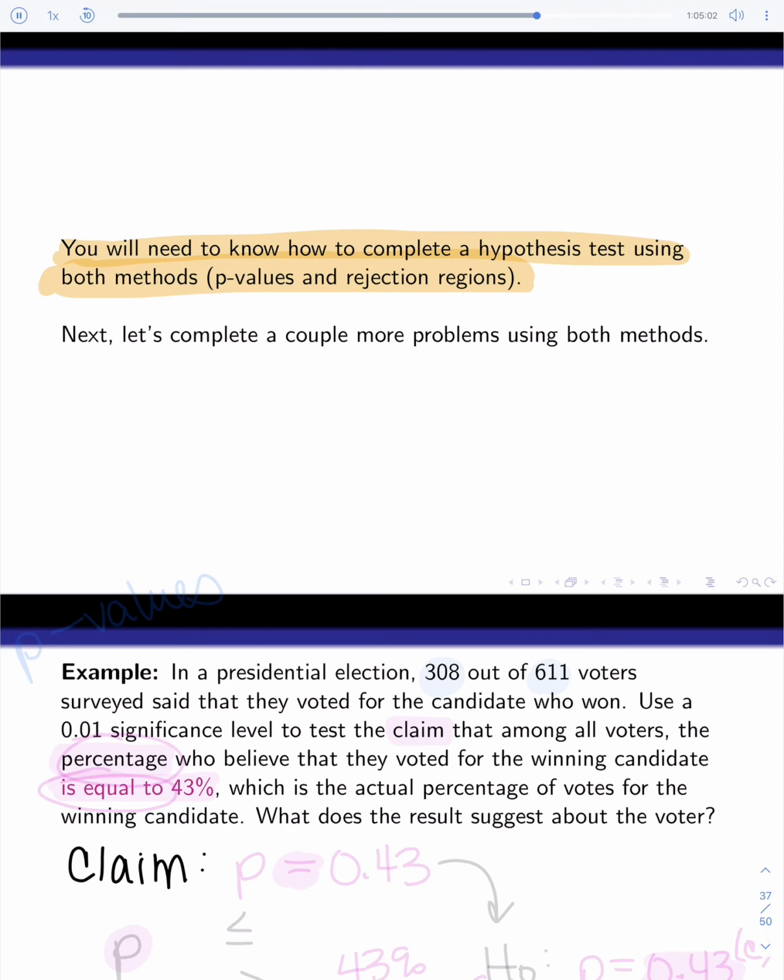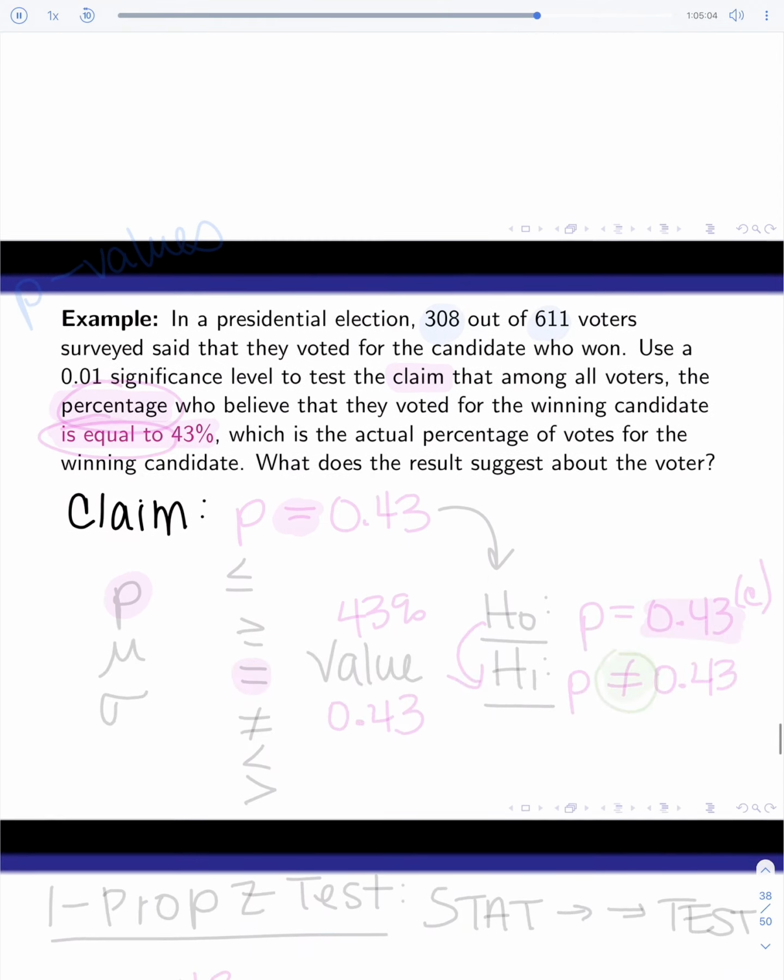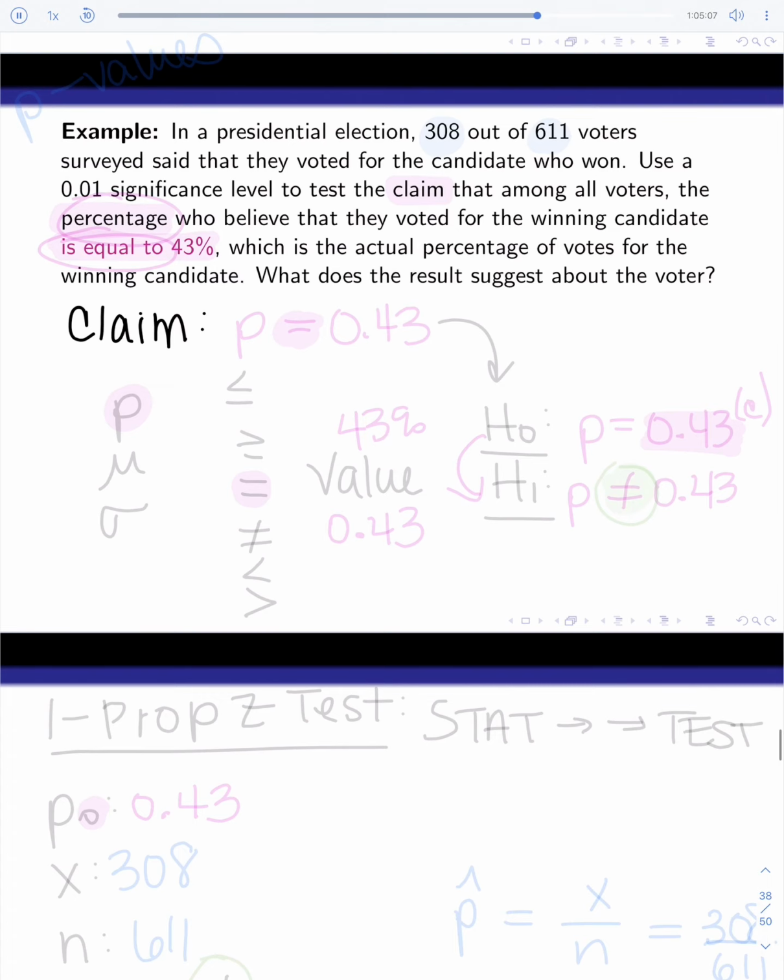In a presidential election, 308 out of 611 voters surveyed said that they voted for the candidate who won. Use a 0.01 significance level to test the, here it is, claim that among all voters, the percentage of people who believe they voted for the winning candidate is equal to 43%.